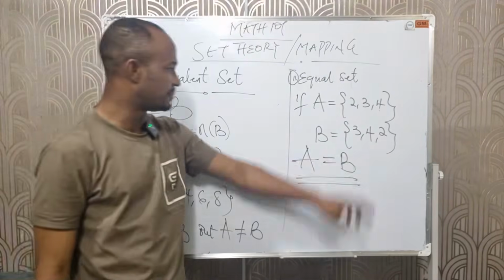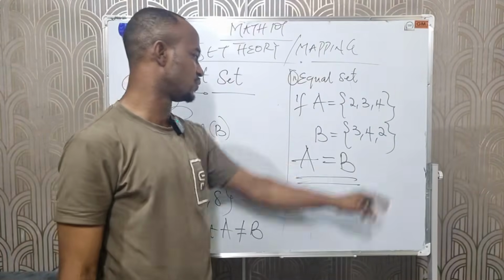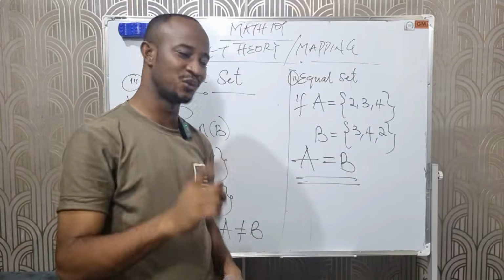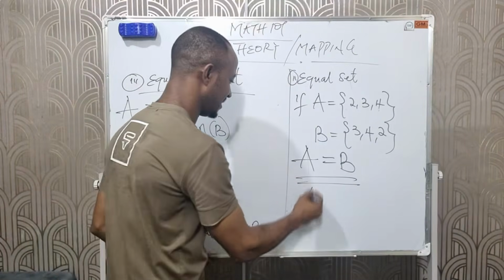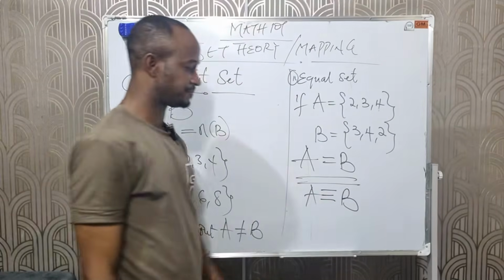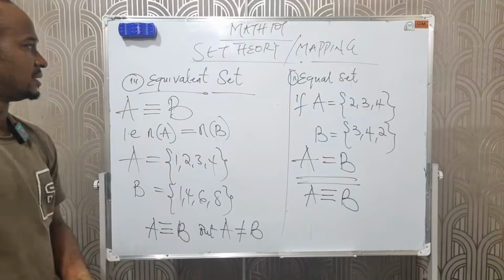But in this example here, A is 2, 3, 4 and B is 3, 4, 2. That implies that set A is equal to set B. Also, set A is equivalent to set B. Now let's move on to the next type of set.